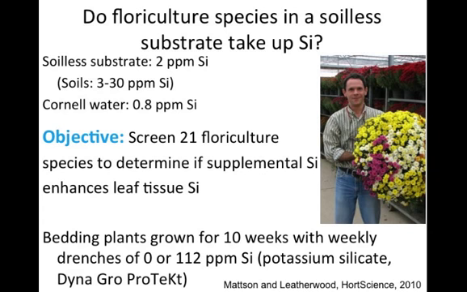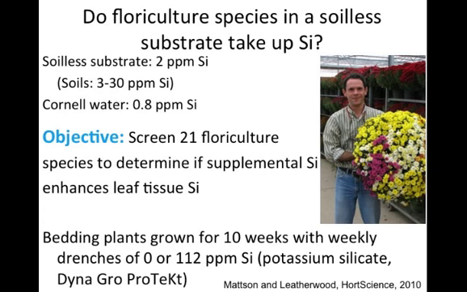So about 5 years ago, we had the question of, would floriculture species in a soilless potting mix, a peat perlite potting mix, take up silicon? And so to answer that question, we looked at 21 different floriculture species. I'll show you them in a minute. They were growing in a peat perlite potting mix, which had about 2 parts per million of that orthosilicic acid.